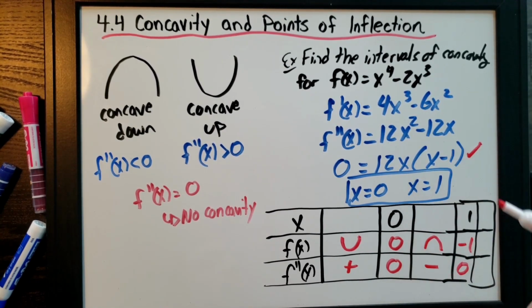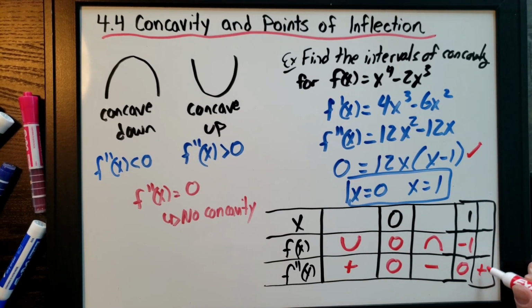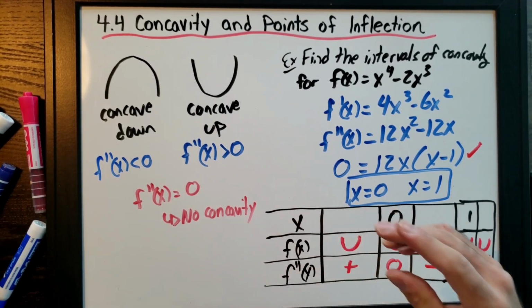Okay, if I plug in 1 million into here, obviously the power is going to win, so I'm going to get a positive answer, guaranteed, and I'm going to have concave up. Okay, so now I know the intervals of concavity, and I can conclude at the bottom here.